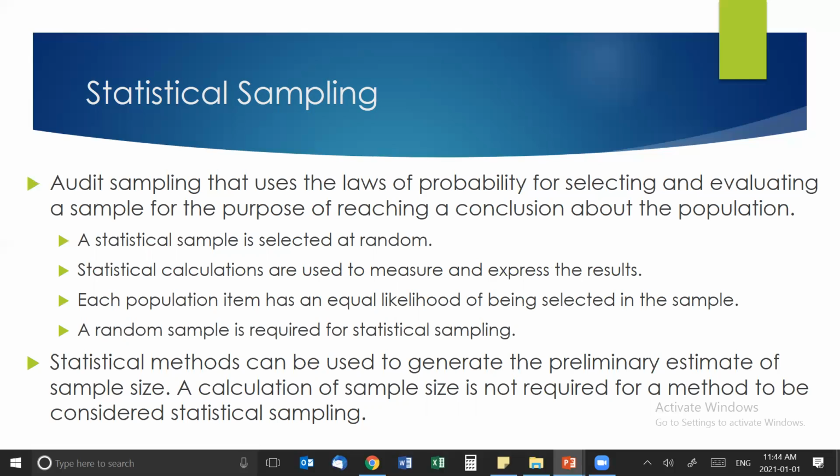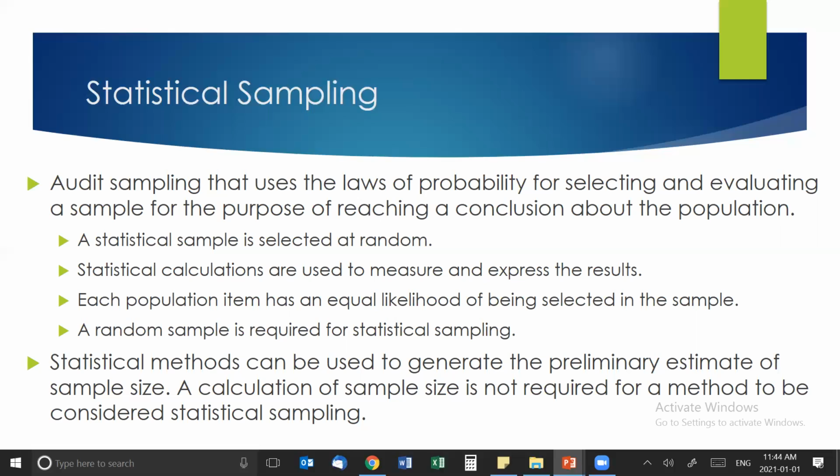So there are two types of methods: statistical sampling and non-statistical sampling. Statistical sampling is a sample that's selected at random, and there are statistical calculations used to determine what you're going to sample, and each item of the population has an equal likelihood of being sampled. And you have to do a random sample.